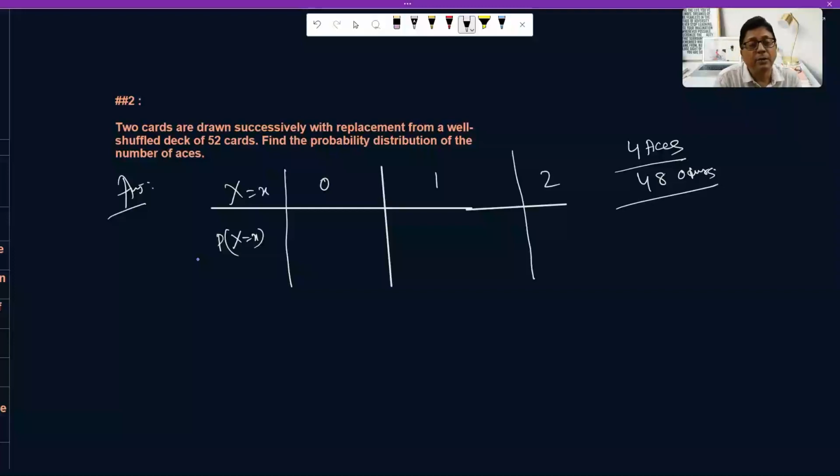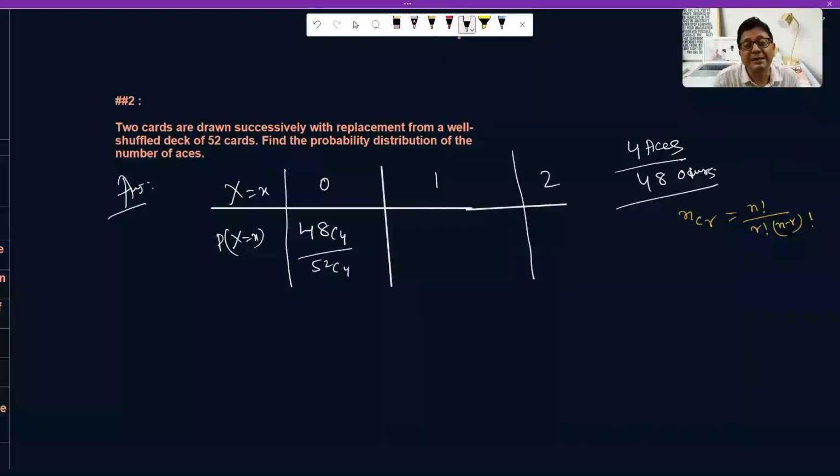Now for 0 aces, there will be 48C4 divided by 52C4. Why? Because no ace is there. That's why 48C4 by 52C4. Evaluation of all these things will be done by this formula: nCr equal to factorial n by factorial r, factorial n minus r.